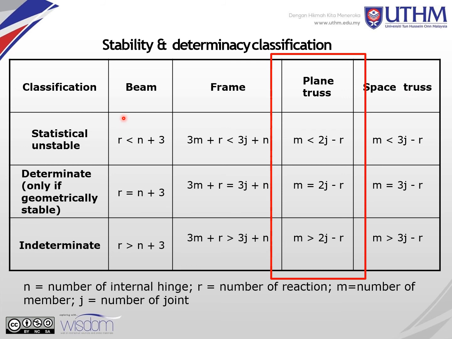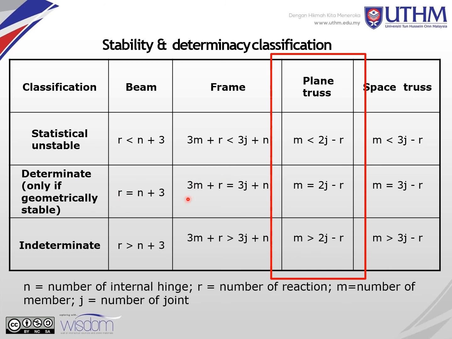From the previous subject that you learned before, the mechanics of materials, you use this equation for the beam: r = m + 3. Here n is the number of internal hinges. If you have no hinge, it means 0, and 0 plus 3 is 3. So if you have 3 reactions and no hinge, 3 equals 3, and you will get stable and determinate, which is geometrically determinate and stable.